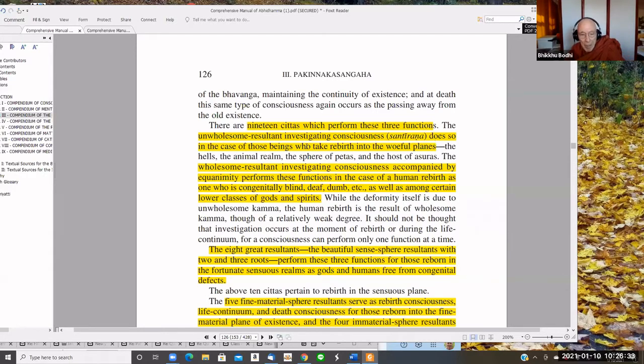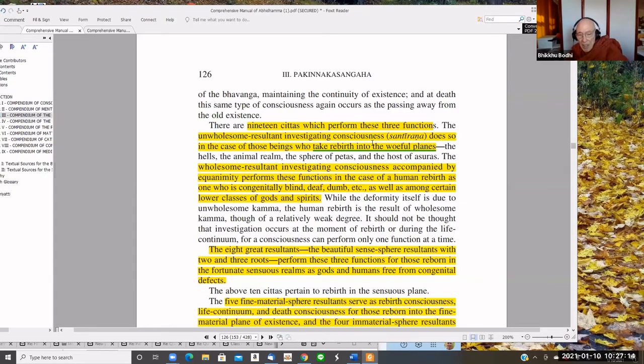Okay, so now we have the first case that's taken, which is rebirth into the lower realms. So that's into the hells, the animal realm, the sphere of the ghosts, and the realm of the asuras, the titanic beings. And the citta that performs the rebirth, bhavanga, and death functions in these realms is the unwholesome resultant investigating consciousness.